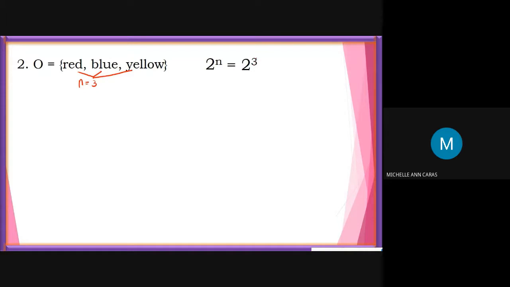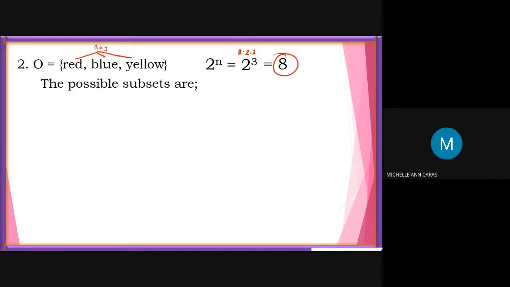So 2 raised to the power of 3 means you don't multiply 2 by 3, the exponent. It means you multiply 2 by itself three times. 2 times 2 times 2 will give us the value of 8. So we have 8 possible subsets. I'll just move our n equal to 3 over here. So we have 8 possible subsets.